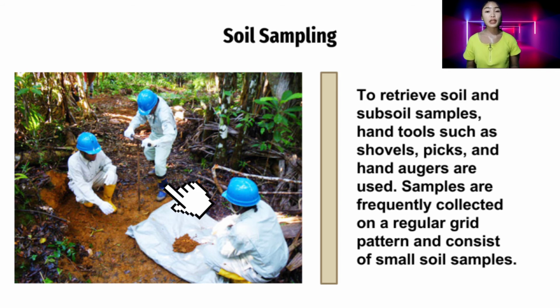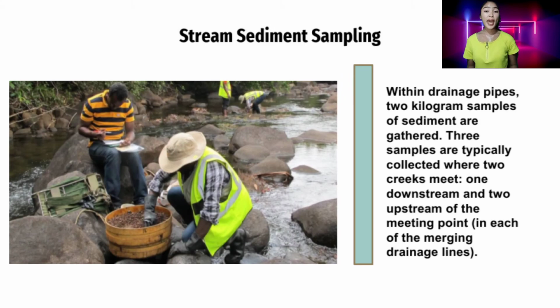Samples are frequently collected on a regular grid pattern and consist of small soil samples. Hand-operated or vehicle-mounted power augers may also be used. Following sampling, holes excavated during the program are routinely backfilled and vegetation replaced. So, we have stream sediment sampling.